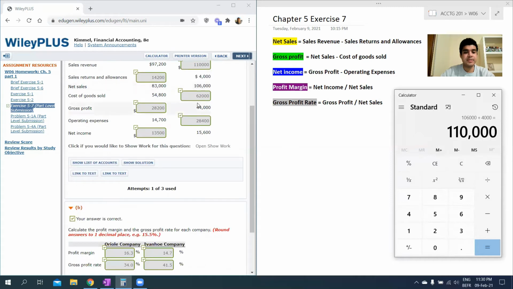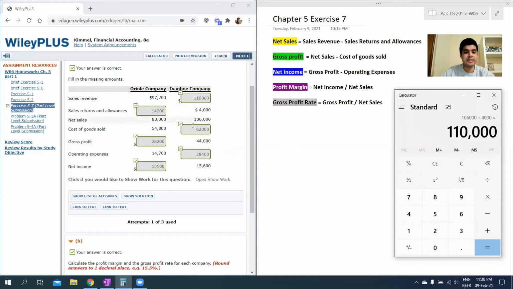And then now it's asking us to calculate the cost of goods sold. Once again, we have a formula to calculate gross profit. But if we move this around, cost of goods sold equals net sales, 106, minus 44,000 equals 62,000. Okay, cost of goods sold equals 62,000.